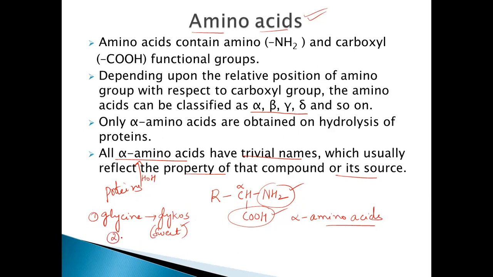The next one is tyrosine. What does it mean? It is named from the source it was derived from. The Greek word tyros means cheese. It was first obtained from cheese, so we call it tyrosine. So depending upon the source or property, we name them. Glycine is sweet in taste, the Greek word for sweet being glykos, hence glycine. Tyrosine was first obtained from cheese, and the Greek word for cheese is tyros.